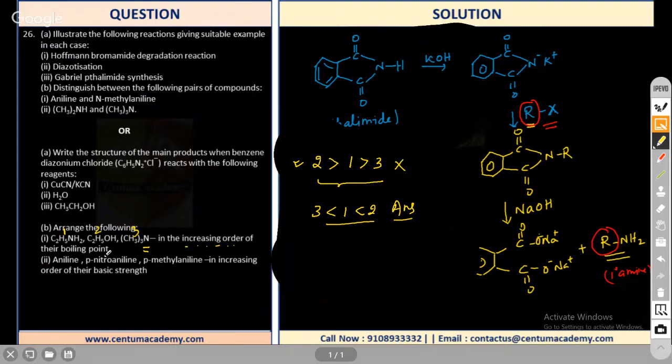Next, you tell me aniline, paranitroaniline, and methylaniline. Order of basic strength. Suppose aniline is the first one, paranitroaniline is the second, and methylaniline is the third compound. 1, 2, 3. Increasing order of basic strength.